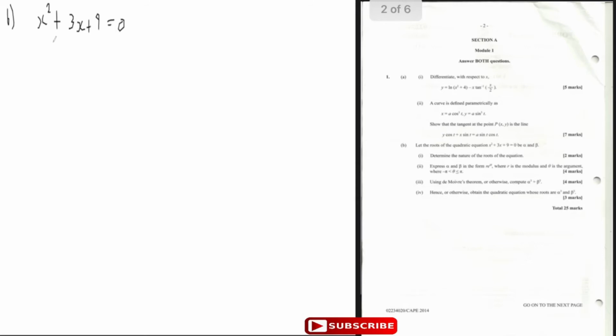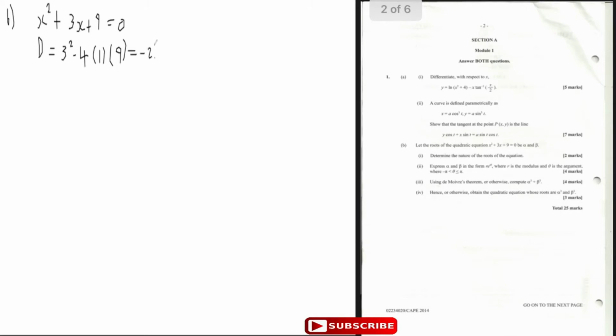To determine the nature of the roots, we use the discriminant, b squared minus 4ac. I like to call the discriminant d. The discriminant d is equal to 3 squared minus 4 times 1 times 9. Let me just calculate this real quick. So I'm getting 3 squared minus 4 times 9. That's negative 27. That's the discriminant, negative 27.